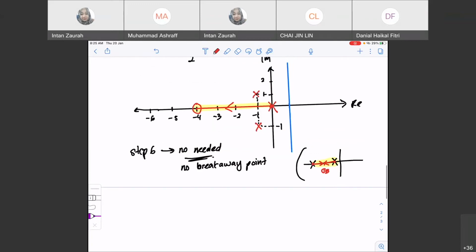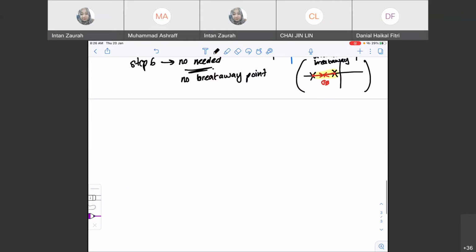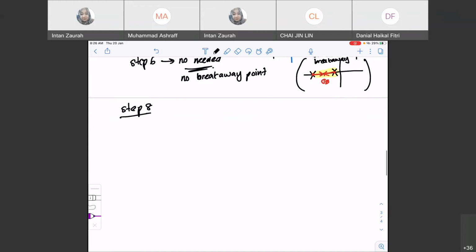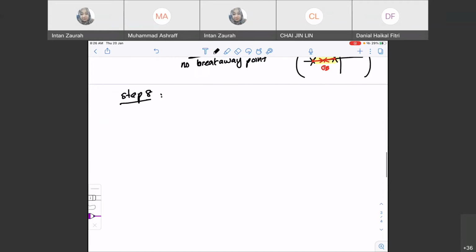Okay, because this pole here is meeting 0. Poles, when it goes to 0, it will end at 0. That's it. Okay, no need to break away from 0. Okay. All right, therefore you go straight away to step number 8. Okay, this is the important part which I've not shown you before. So step number 8 is what we call angle of departure.